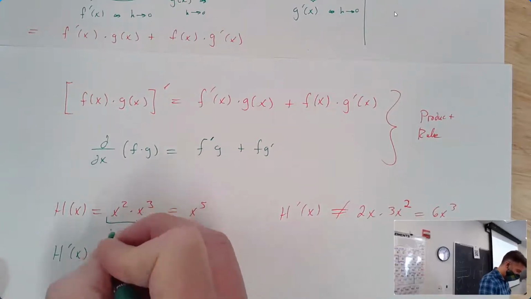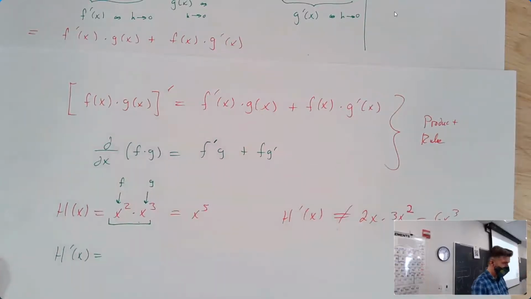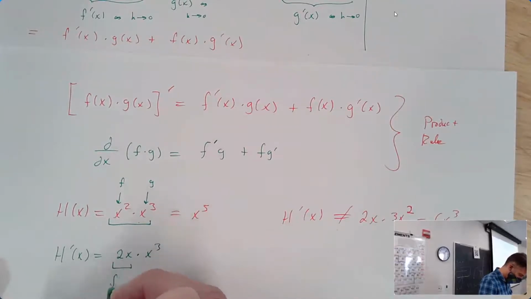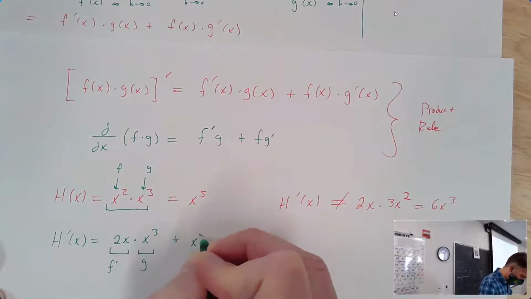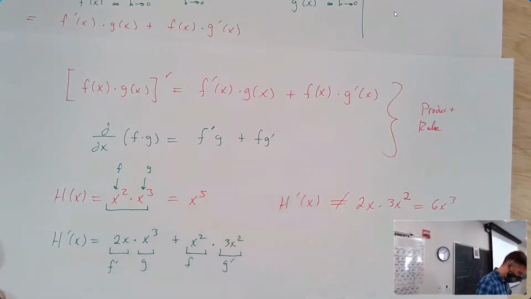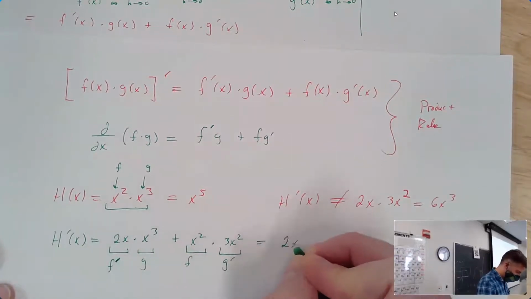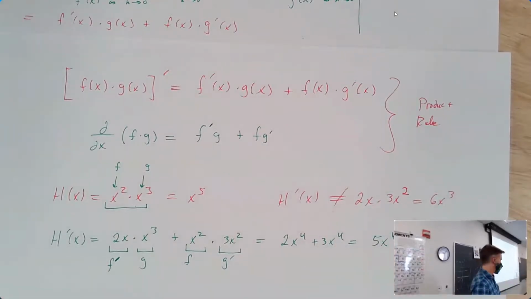It's going to be the derivative. So if I'm calling this f and this g, it's going to be 2x times x cubed. That's my f prime, my g. Not that you need to label these things when you do it, but I'm just trying to show you. And then I'm going to get x squared times 3x squared. My f times g prime. And then simplifying, 2x times x cubed is 2x to the 4th. X squared times 3x squared is 3x to the 4th. And we end up with 5x to the 4th. As expected, the derivative of x to the 5th should be.